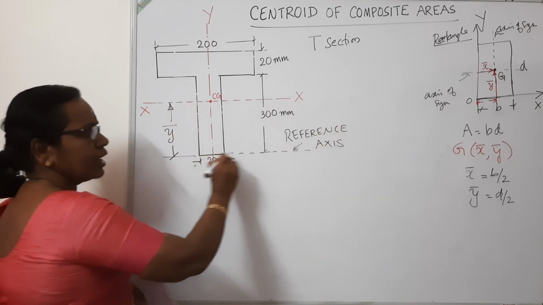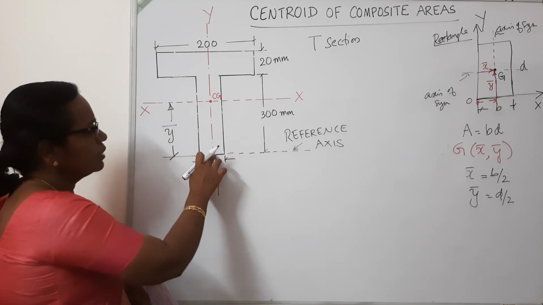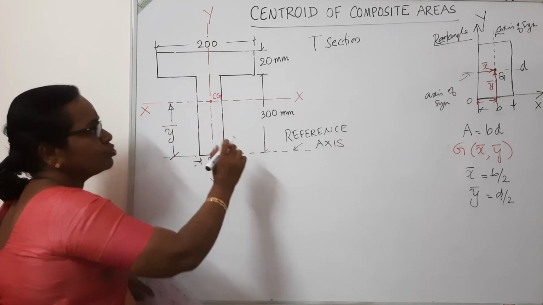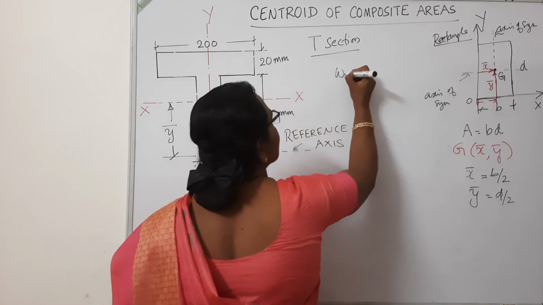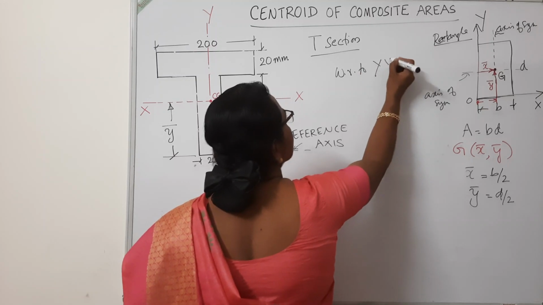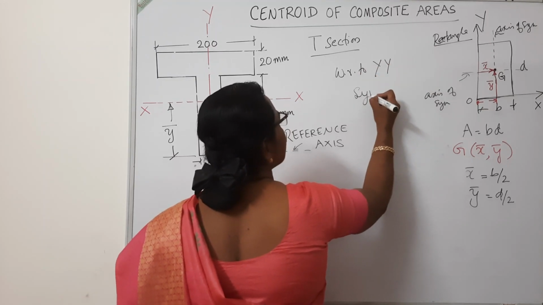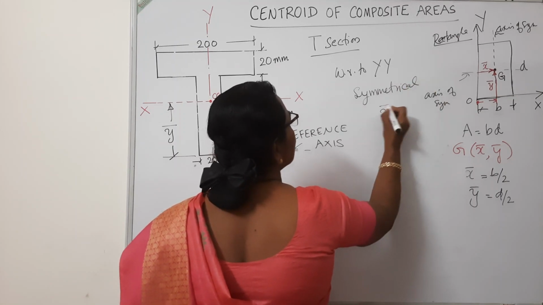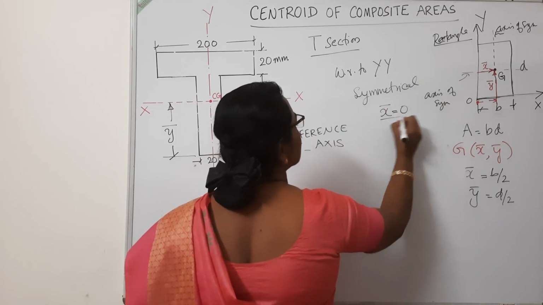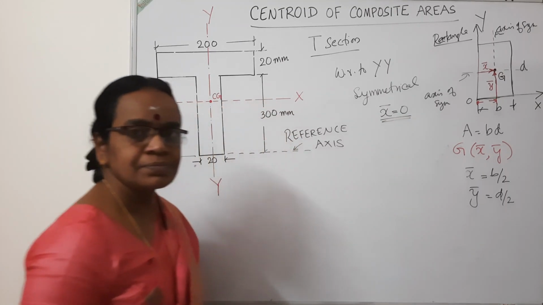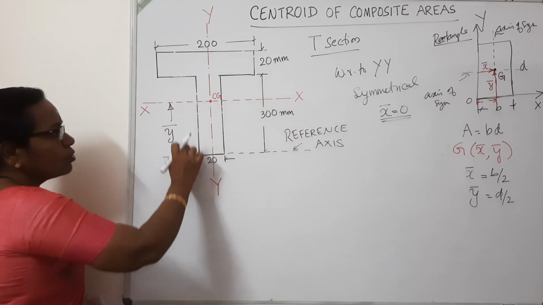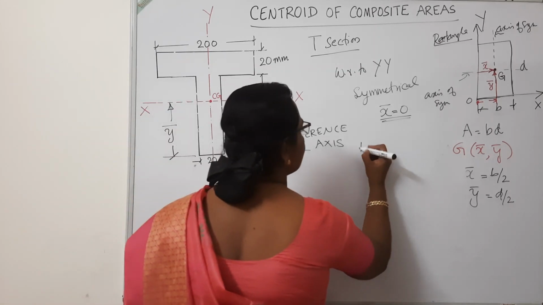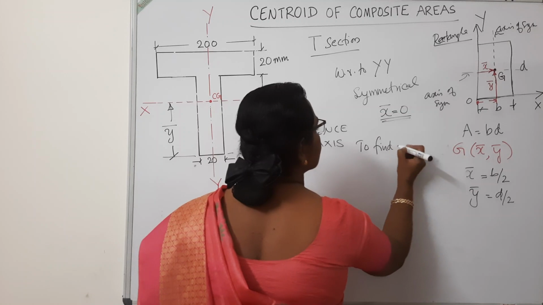We'll take the bottommost line as the reference axis, and from there, what is the distance to the center of gravity? So with respect to the y-axis, the figure is symmetrical, or the area is symmetrical. Therefore x bar is equal to 0. There is no need to find out x bar, but we have to find out only y bar. How to find out y bar? We'll see.